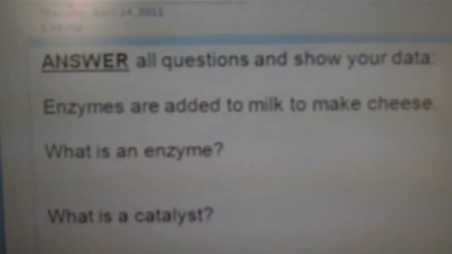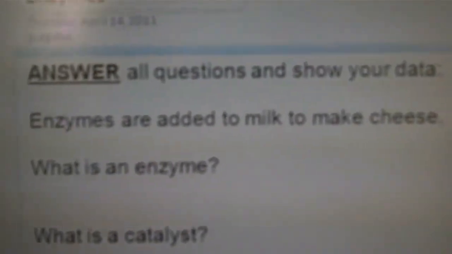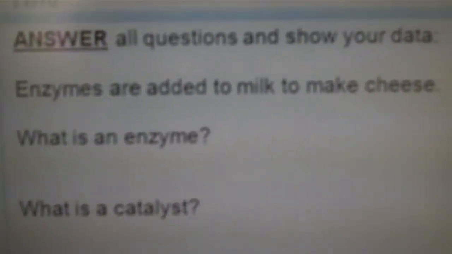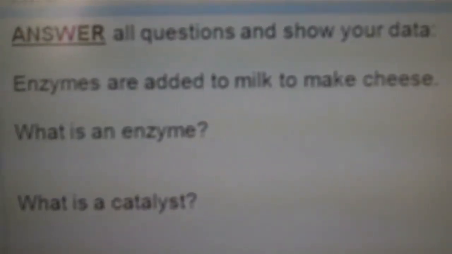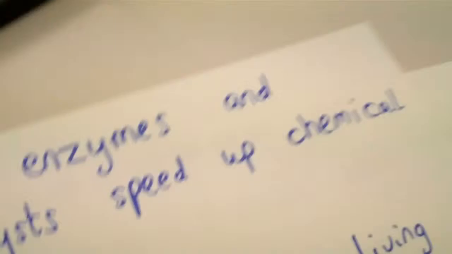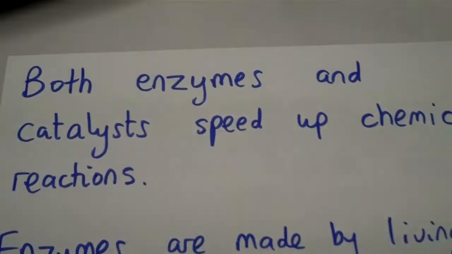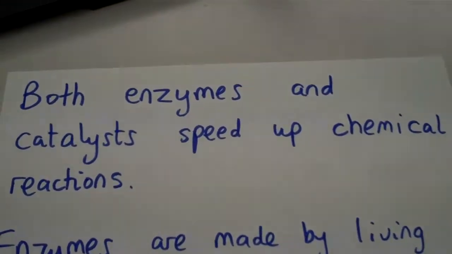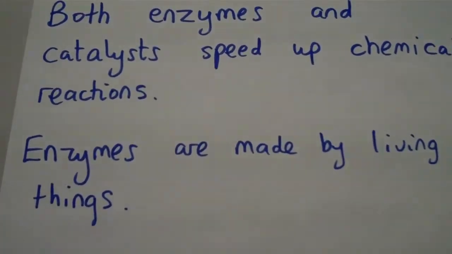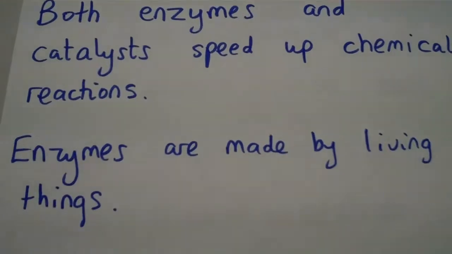Okay, enzymes are added to milk to make cheese, and we've looked at enzymes in the digestive system. And enzymes actually speed up chemical reactions. So our food is broken down by enzymes, and the chemical reactions that break down the food are speeded up. So both enzymes and catalysts speed up chemical reactions, but the difference between an enzyme and a catalyst is that enzymes are made by living things.